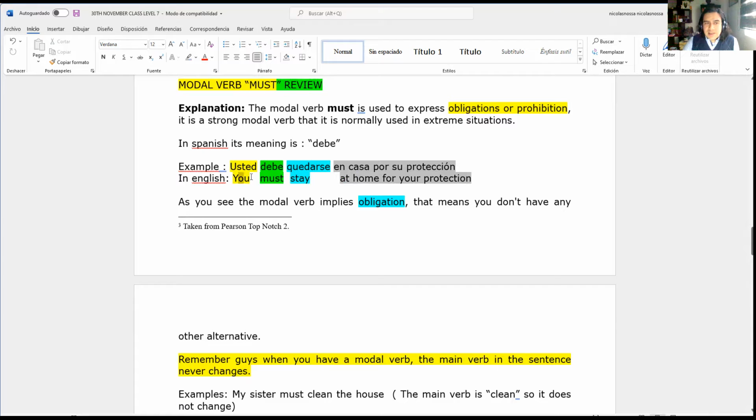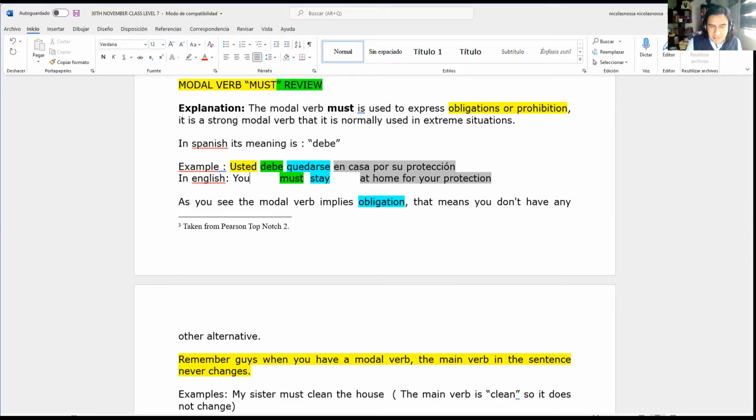Subject, modal verb, principal verb, plus complement, okay? You must stay at home for your protection. Profe, ¿es posible no omitir el sujeto, por decirlo así? No, eso en inglés el sujeto es mandatory, is an obligation. En inglés no se puede omitir.